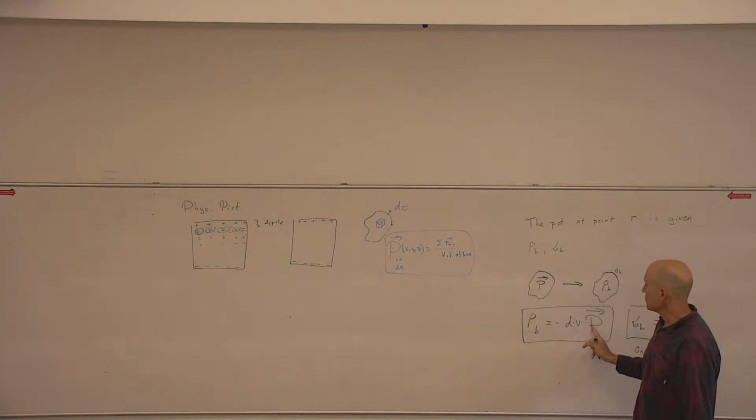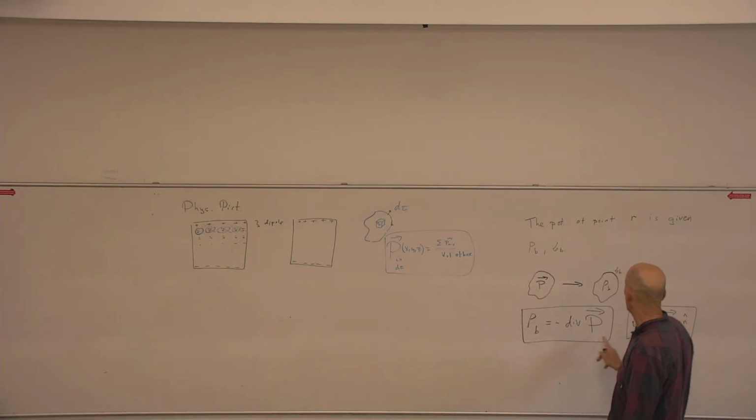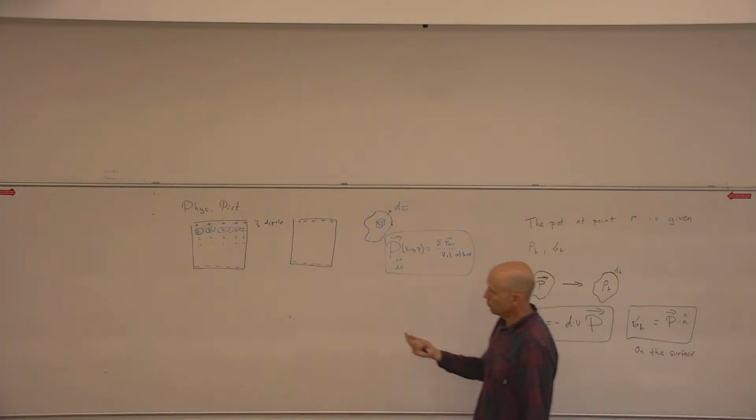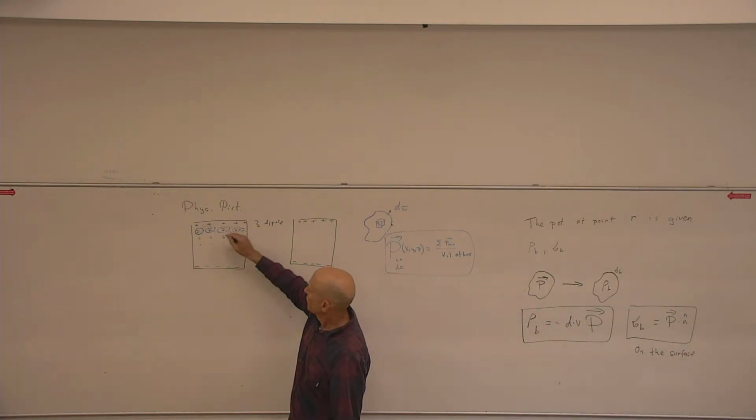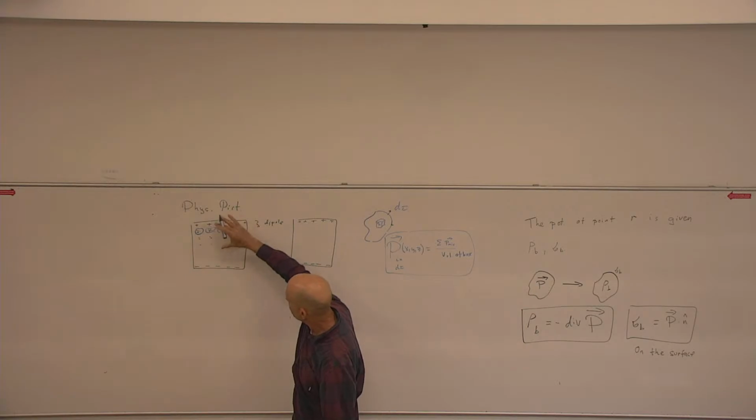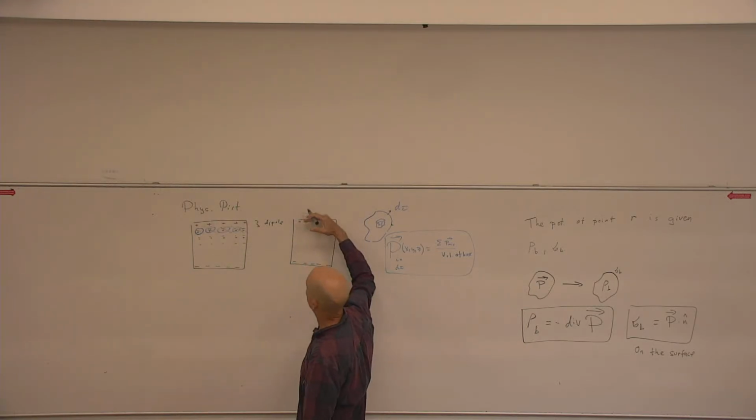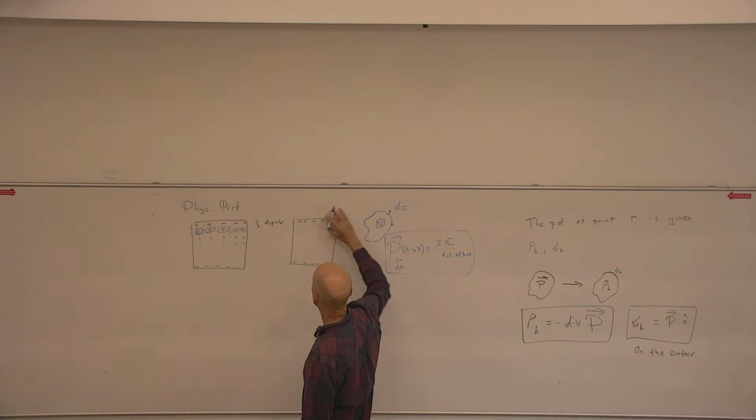Again, P constant, div P is 0, no charge in the middle. There is some polarization here, because if I create here a box, there is a polarization, and this constant will give you the numbers. What is the effective charge on top here?